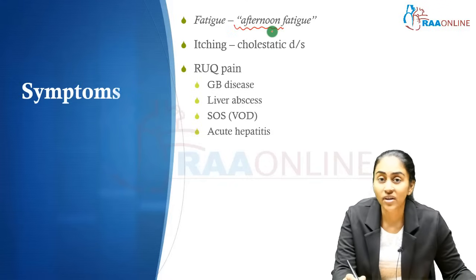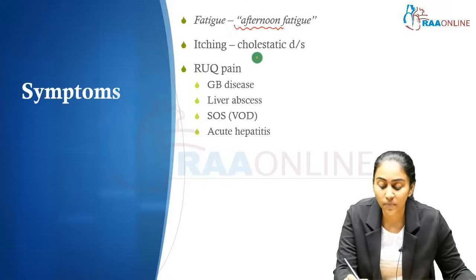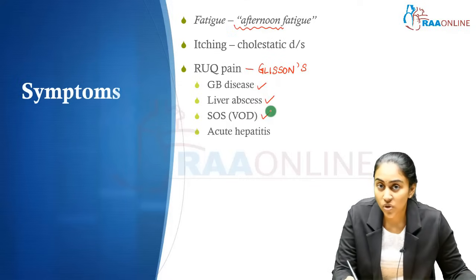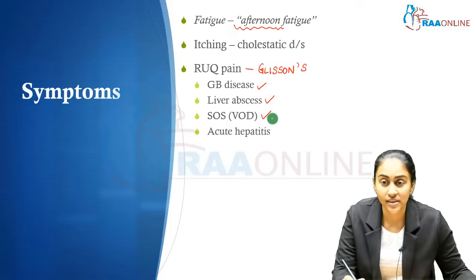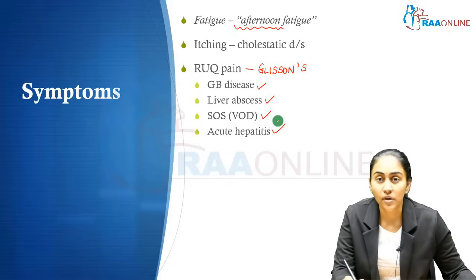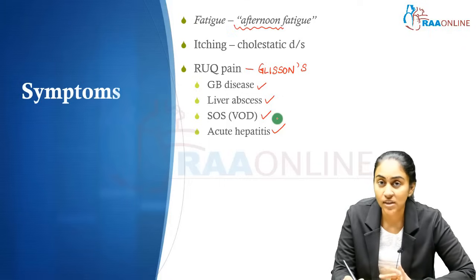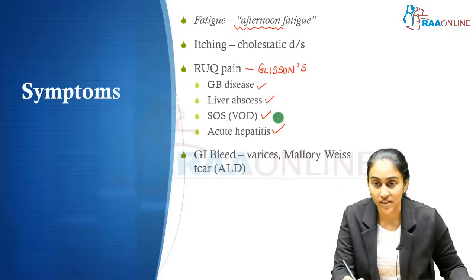Some patients can have a right upper quadrant pain. Now, this is often because of stretching of the Glisson's capsule around the liver. Right upper quadrant pain can be seen in patients with a gallbladder disease, liver abscess, sinusoidal obstruction syndrome, which was earlier referred to as the veno-occlusive disease, and in patients with acute hepatitis. So remember, whenever the patient has a right upper quadrant pain with a liver disease, these are the four differentials that will need to come to your mind. So either a gallbladder disease or an acute hepatitis or a liver abscess or a veno-occlusive disease.